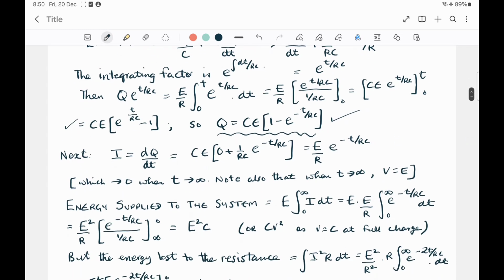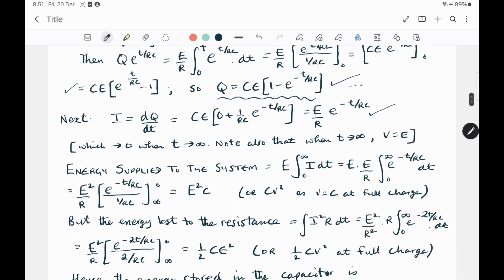Right. Notice that when t tends to infinity, the exponential term disappears and we get Q equals CE or CV, because when it's fully charged, E and V will be equal. Next, we're going to use the fact that I equals dQ/dt. So I'm differentiating this expression here, and we get I equals CE bracket 0 plus 1 over RC e to the minus t over RC, close brackets, which works out to this expression here. All right, that is just a bit of simple algebra. There shouldn't be a problem with that bit. Now we can see that that will tend to 0 when t tends to infinity. And notice also that when t tends to infinity, V and E are the same. I'll keep stressing that.